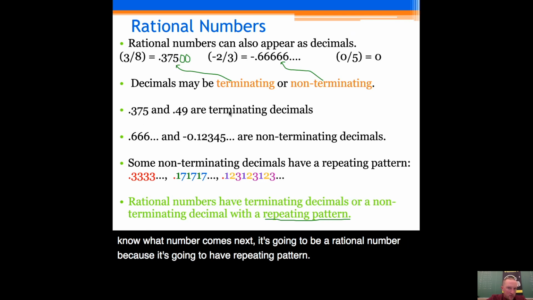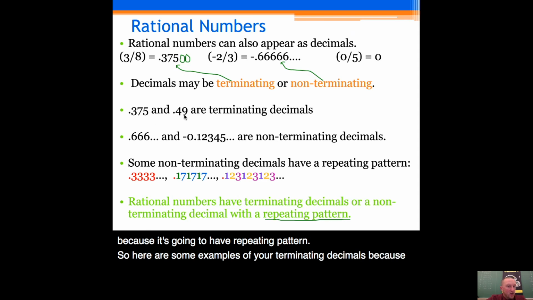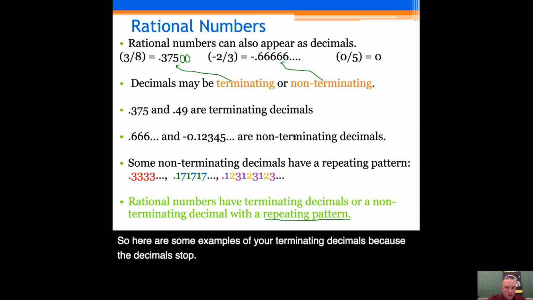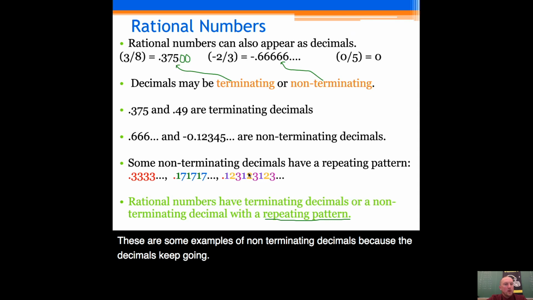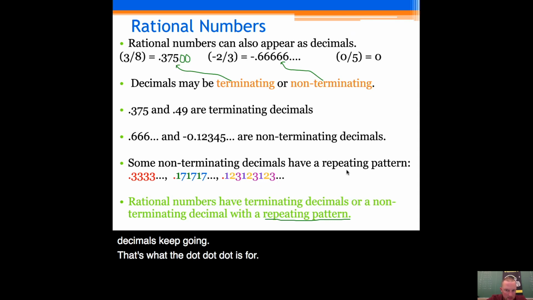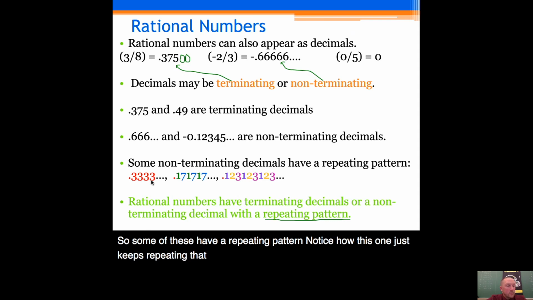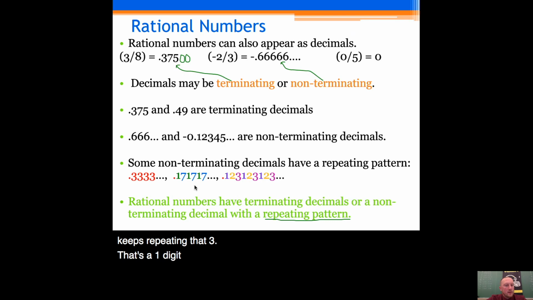So here are some examples of your terminating decimals because the decimals stop. These are some examples of non-terminating decimals because the decimals keep going. That's what the ... is for. So some of these have a repeating pattern. Notice how this one just keeps repeating that 3. That's a 1-digit repeating pattern. This decimal is repeating 2 digits, 17, 17, 17, 17, 17, so on and so forth. This number has a 3-digit repeating pattern.